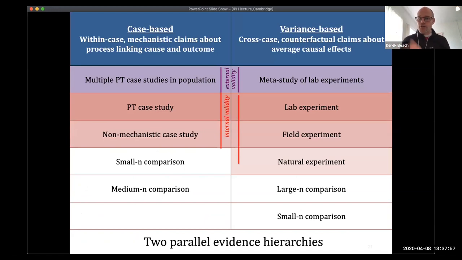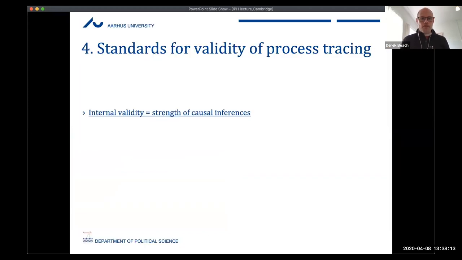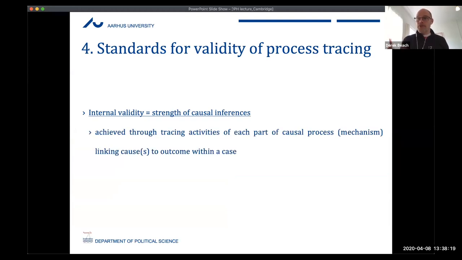On the right-hand side, you see the typical evidence hierarchy that we know from variance-based research, you know, experiments. The lab experiment is the gold standard, and then we move down the evidential hierarchy, lower down. Okay, so what then determines something has a high internal validity? It's basically the strength of the causal inferences, and in process tracing, this would be through whether we've actually traced the activities of each part of a causal process, linking a cause to an outcome within a case. And then the external validity question, of course, would be, does it travel?